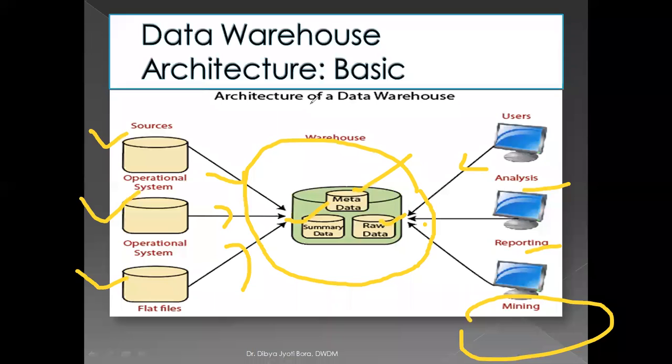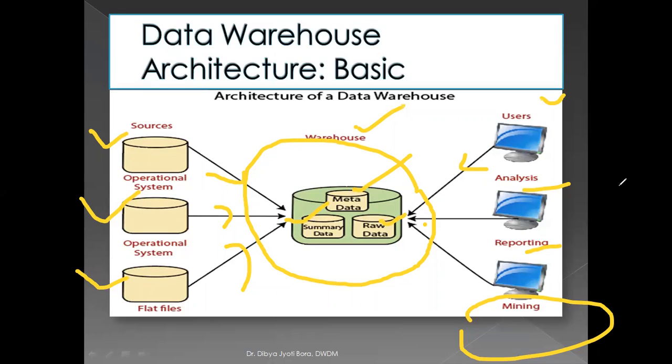ये basic data warehouse architecture, this is the design of basic data warehouse architecture. Very simple है। इसमें सोर्सेस से डायरेक्ट डेटा हम डेटा वेयरहाउस में रख रहे हैं, वो डेटा मेटा डेटा होगा, समरी डेटा होगा, रॉ डेटा होगा, ठीक है। अब इस डेटा को डायरेक्ट कौन एक्सेस कर रहा है? यूजर्स। किस लिए एक्सेस कर रहे हैं? Of course for analysis purpose, reporting purpose and the most important one, that is mining purpose.